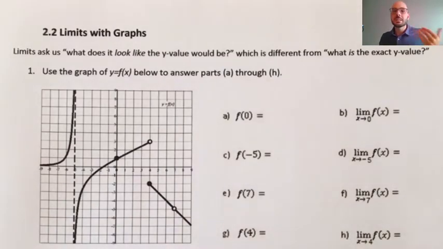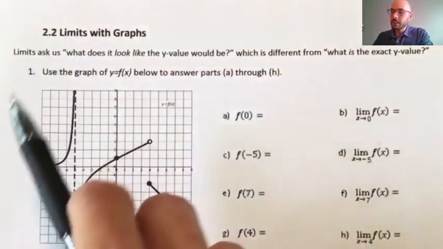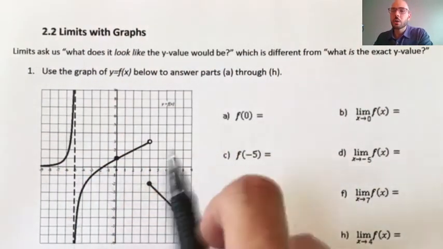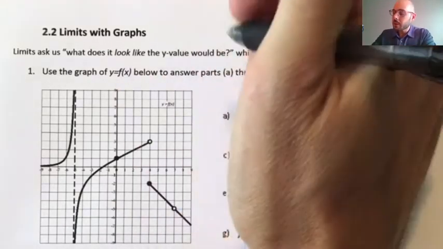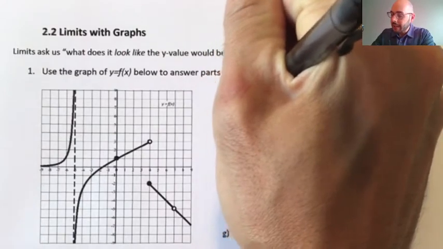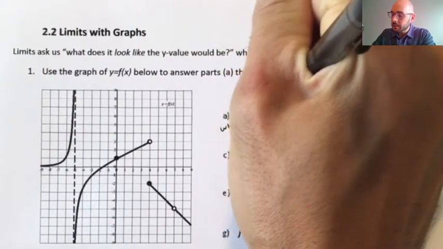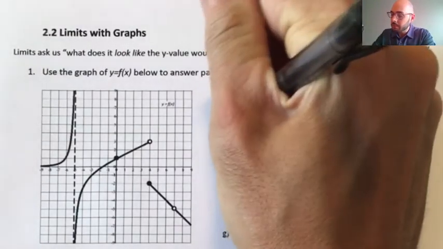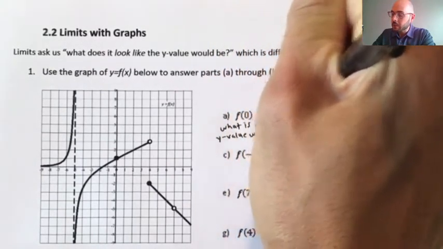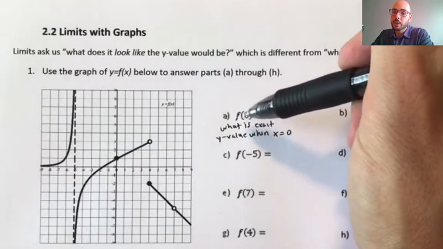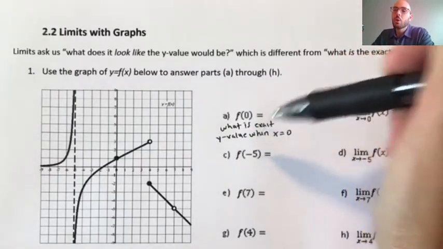So we're going to emphasize the difference between those two things in these problems here. So here's a graph, a lot going on. The first problem asks us f of 0. So f of 0 is what is the exact y value when x equals 0. So they give us an x value of 0. What is the exact y value?